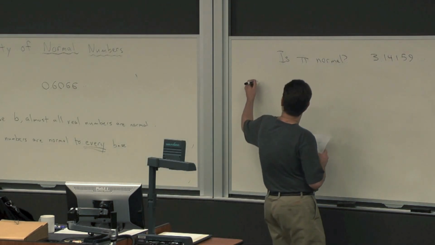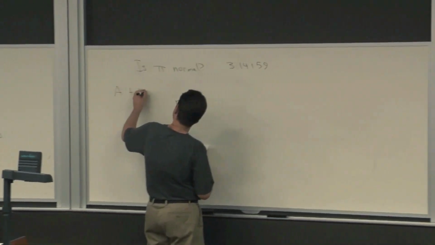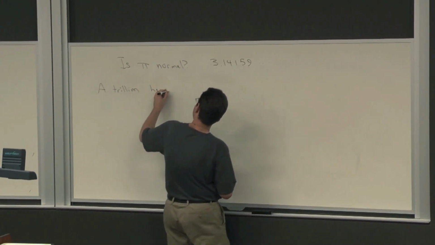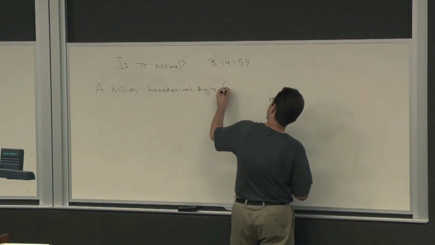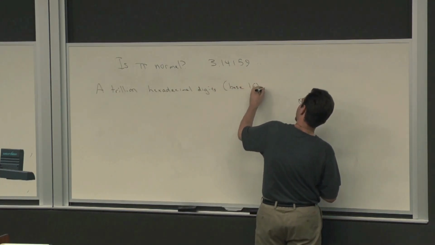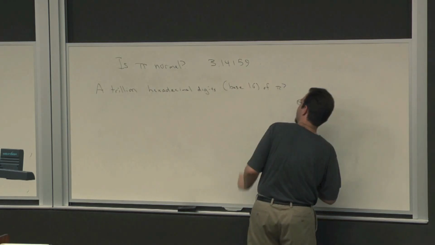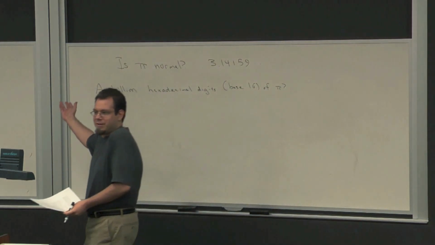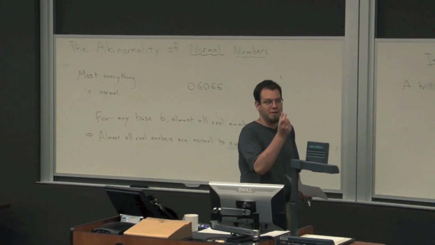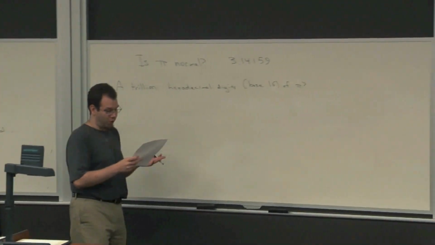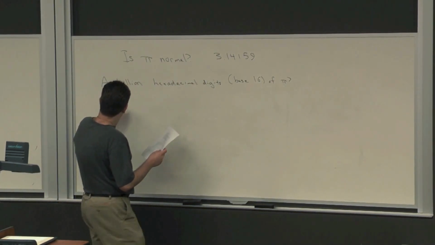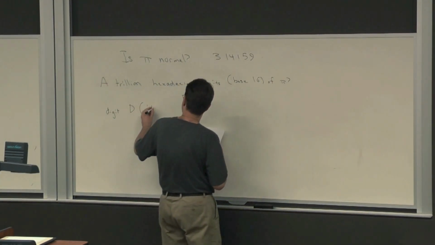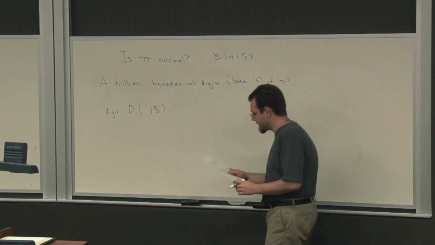What if you ask about a trillion hexadecimal digits? That's base 16, of pi. Because we can calculate this really fast these days. And, well, what's the distribution of, say, the one-digit strings? Well, the worst one is the digit D, which is basically 13, because we're in base 16.